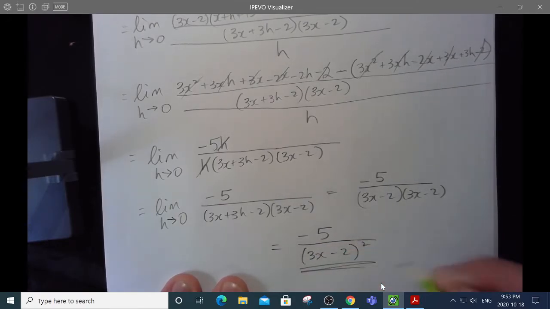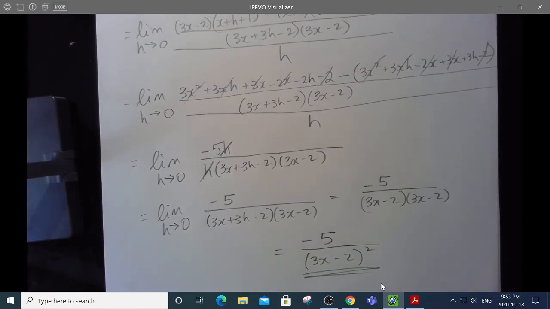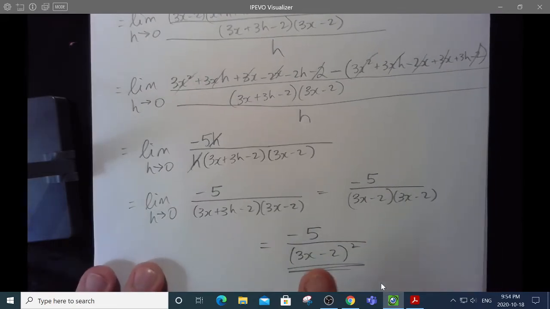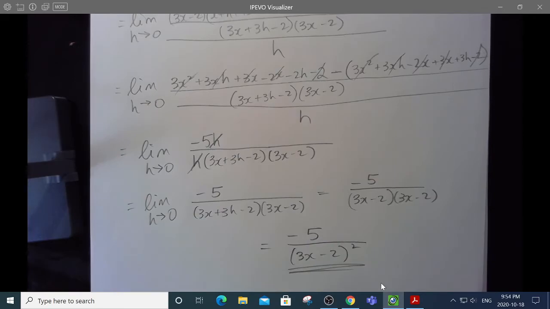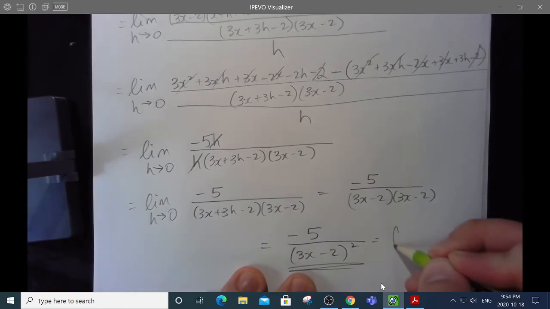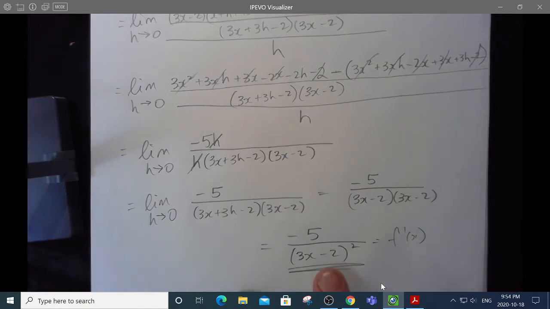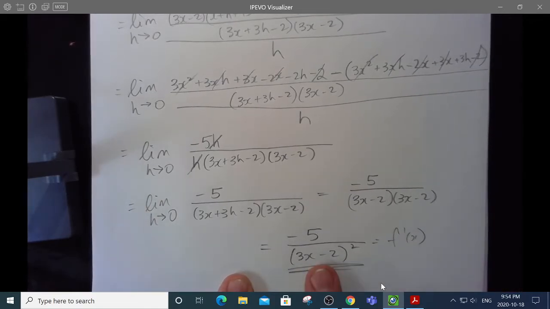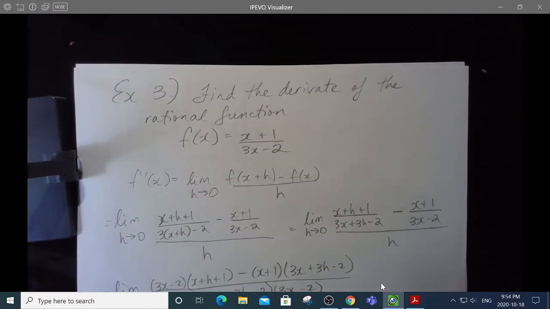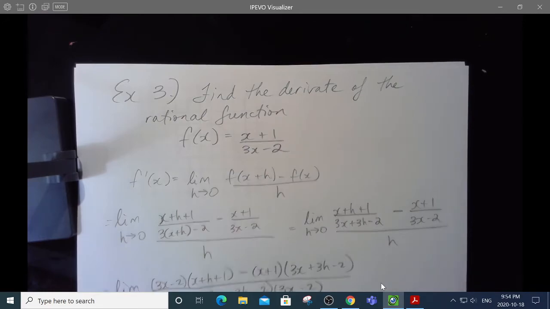And I don't really want that expanded. I'm very happy leaving it in that form. Your textbook's answer keys on questions like this will leave it like that too. So that's the way you should leave it. And remember, that is what f prime of x is equal to. That's the derivative. That's the equation that represents the slope of this line everywhere that x exists.